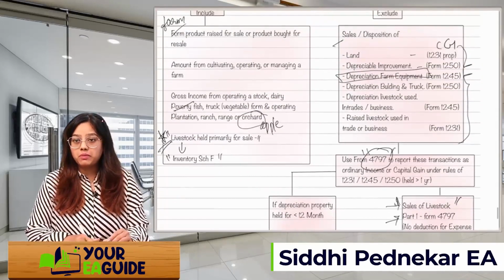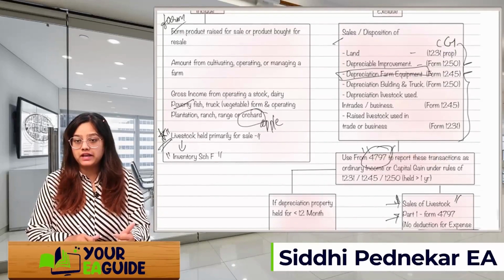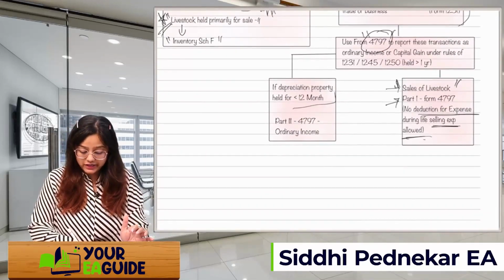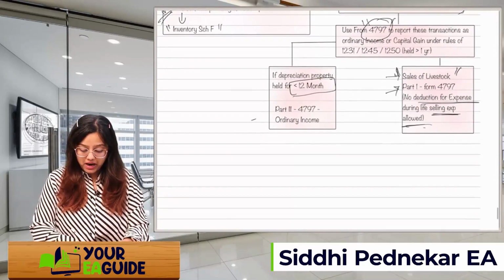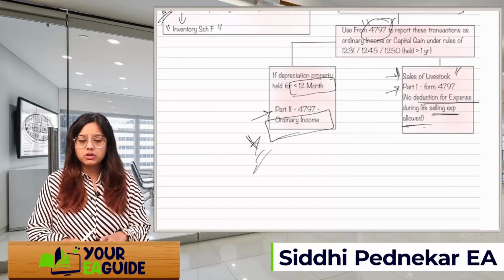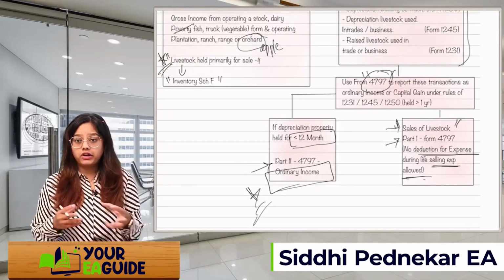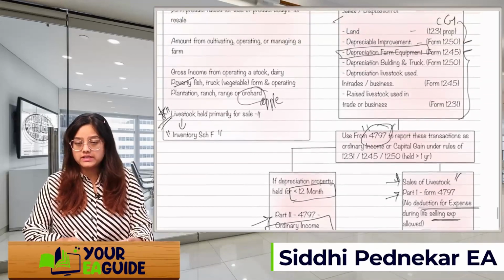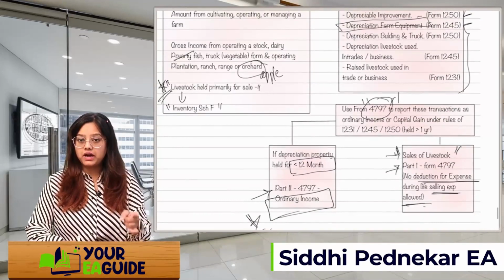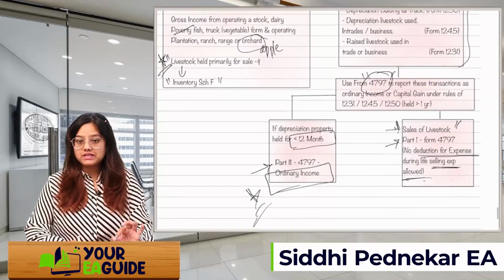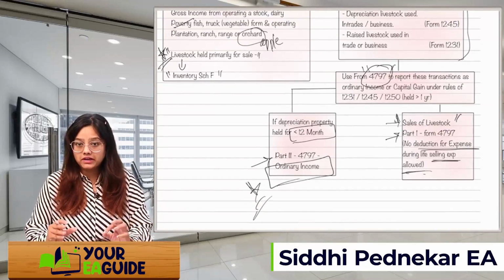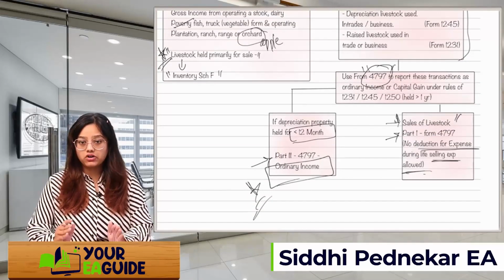If it's depreciable property, here you can see depreciable improvements, farm equipment, trucks and buildings, and if it is held for less than 12 months, then it will go into Part 2 as ordinary income. This is most important, guys, because people get confused when this type of tricky question is asked in the exam. Remember this: the holding period, if it's less than 12 months, it will be considered ordinary income in Part 2.